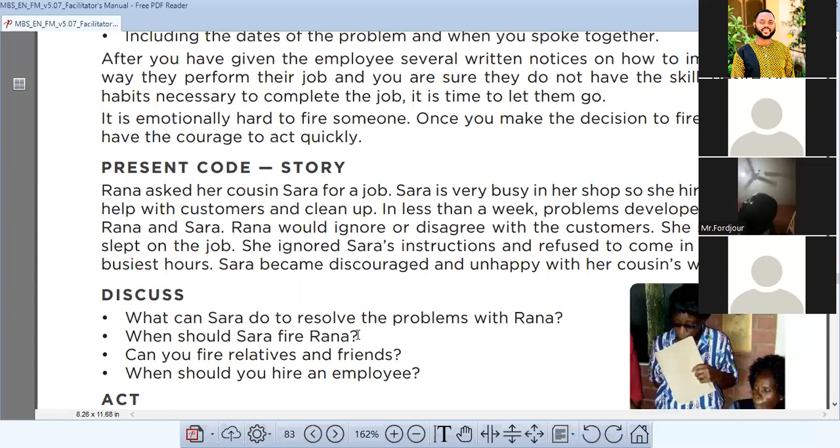Okay. So in this case, what is best for Sarah to do is to fire Rana. She definitely will need to get rid of her. Okay. So one thing you need to understand is that you can fire friends or relatives if they are costing your business.